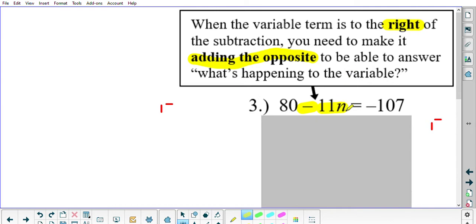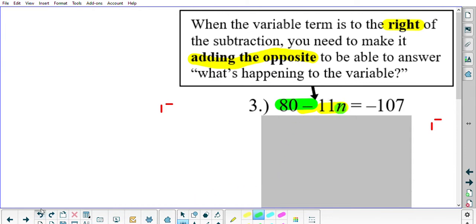If I try to ask what's happening to the variable, here's the variable n. What's happening to that n? Well, it looks like it's being multiplied by 11, but then I'd have to read backwards, going right to left, to try to say what this part is doing to the variable. I got news for you. You cannot read right to left with subtraction. There are only 2 operations where you are allowed to go backwards or forwards in any order you want, and that is addition and multiplication. And so, since this problem has the variable to the right of the minus, and we try to always answer what's happening to the variable, we cannot read backwards with subtraction.